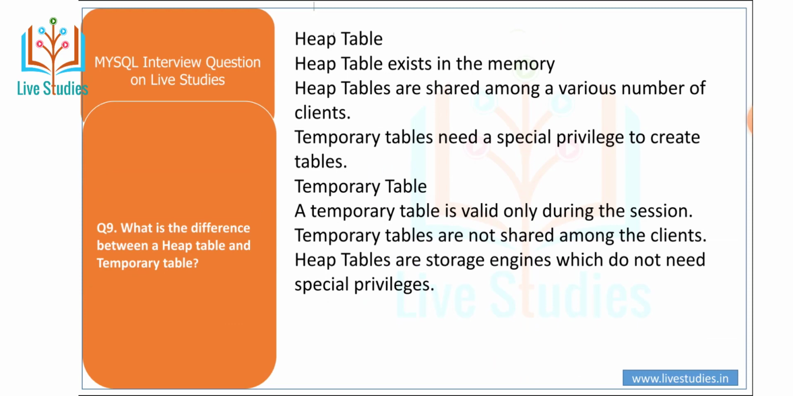Another question is, what is the difference between a heap table and a temporary table? A heap table exists in memory, but a temporary table is valid only during the session. Heap tables are shared among a number of clients. Temporary tables are not shared among clients. Temporary tables need a special privilege to create. Heap tables are a storage engine which does not need a special privilege.